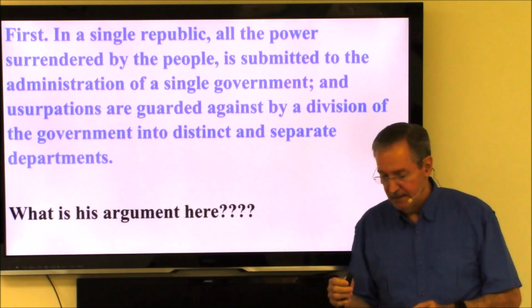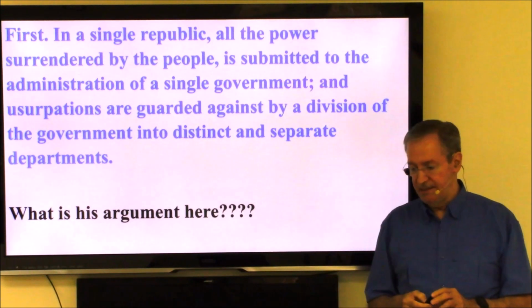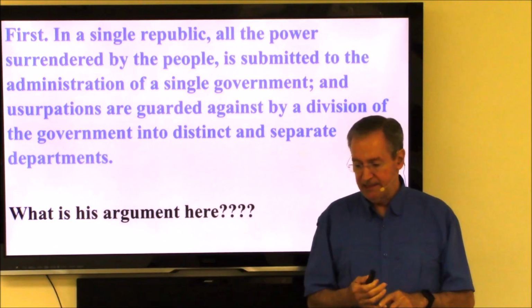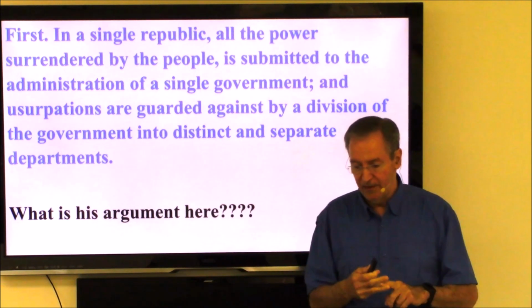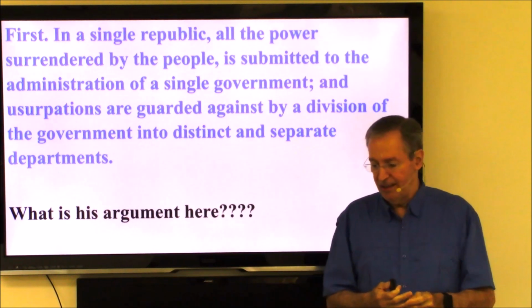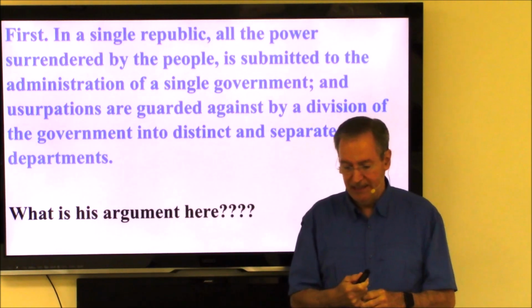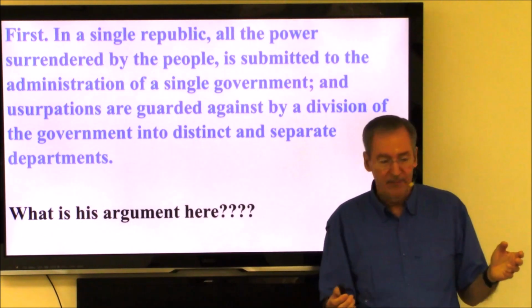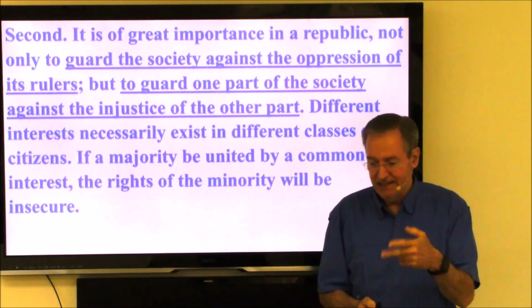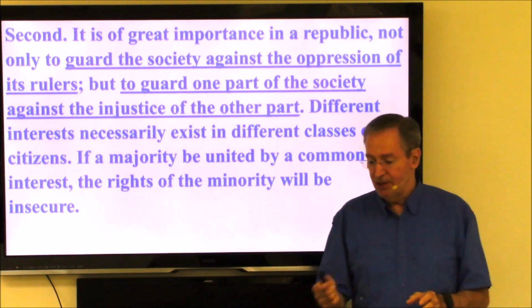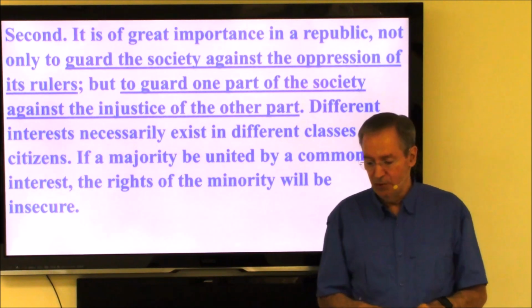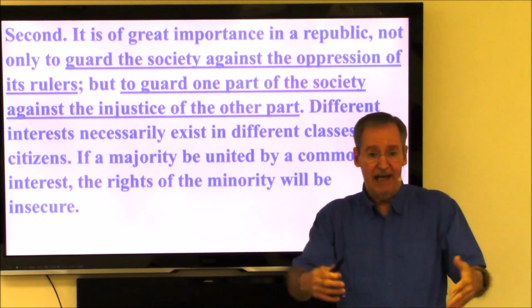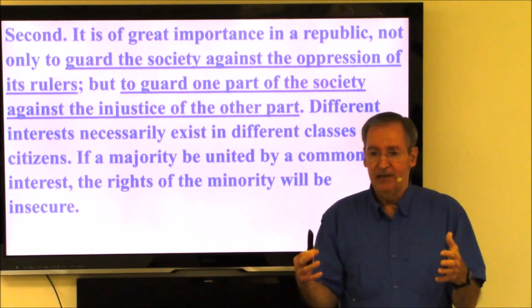First, he says, in the single republic all the power surrendered by the people is submitted to the administration of a single government, and usurpations are guarded against by a division of government into distinct and separate departments. So it's saying first you have a single republic, but it's divided into parts. Then he says, second, to guard the society against the oppression of its rulers, but to guard one part of the society against another. In other words, he's going into detail, and he goes on and on.